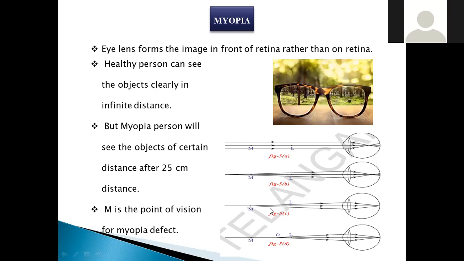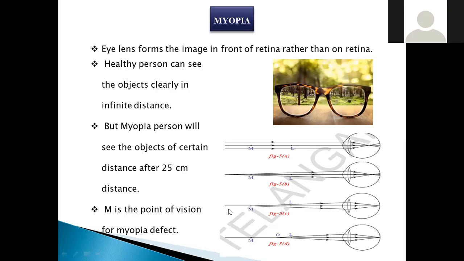Now, the image of this object will fall on the retina, and the object is clearly visible to the human eye. In the fourth condition, the object is present below this M point. M stands for the maximum point till which a myopia patient is able to visualize the object very clearly. Point M is the maximum distance up to which the person is able to see clearly in case of myopia. So from this myopia point, the object is clearly visible.